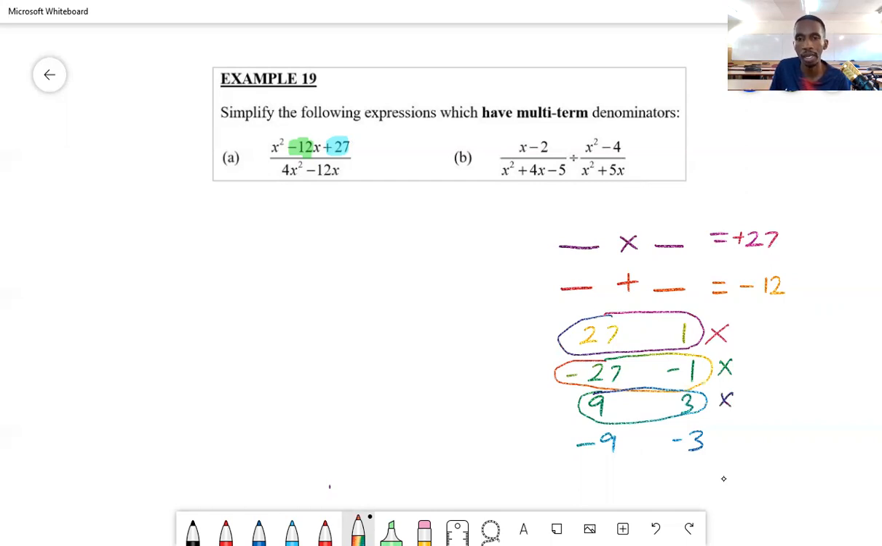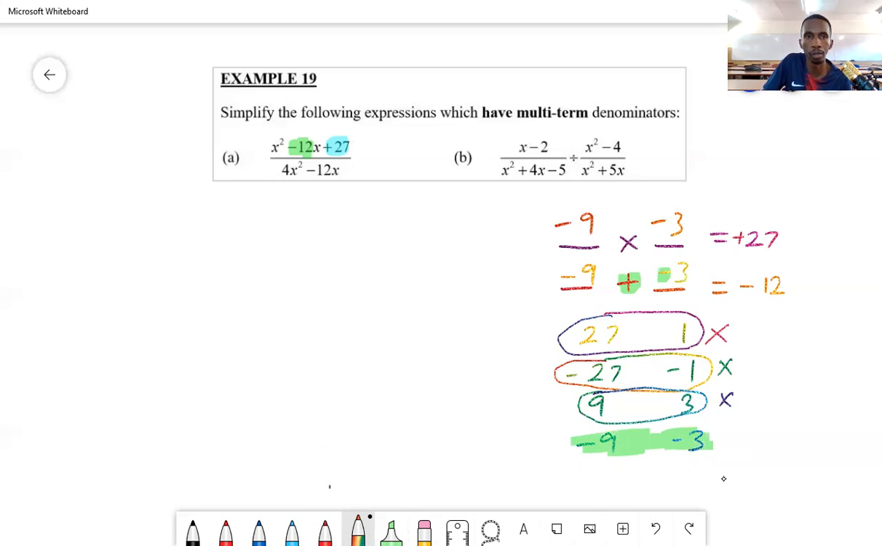Now let's look at the last one, negative 9 and negative 3. When you multiply those together, they'll give you positive 27. And when you add them, they will also give you negative 12. So that is the correct combination. Negative 9 and negative 3 are the factors that we are looking for. So from there, we put here negative 9, negative 3. By the way, when you multiply positive times negative, you will get negative. Therefore, minus 9 minus 3 will give you minus 12.